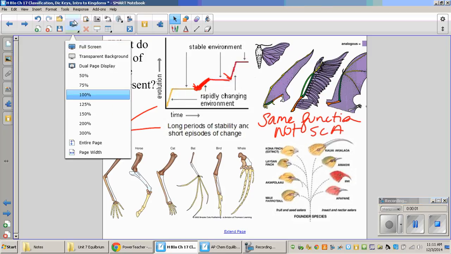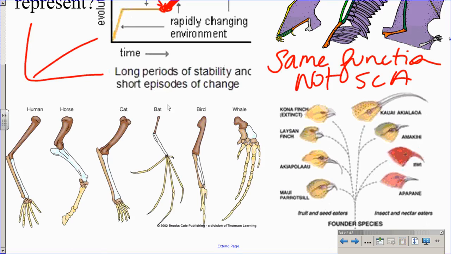Okay, we're identifying pictures in vocabulary terms. These all have the same structure. It's a tetrapod limb occurring from a common ancestor because it's inherited in the genes, but they have a different function. Humans, we bend and stretch and turn our arms. Horses run, cats lick, lick, lick. Different functions. What is this an example of?